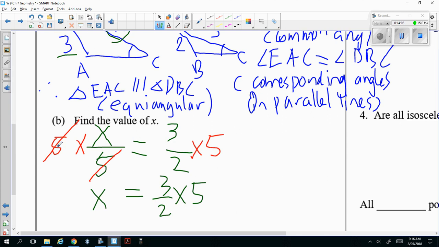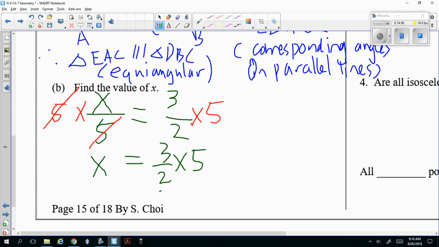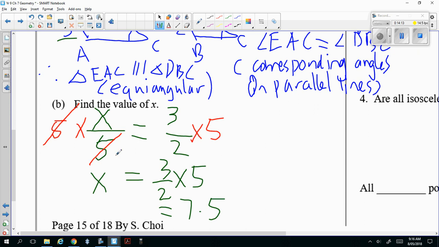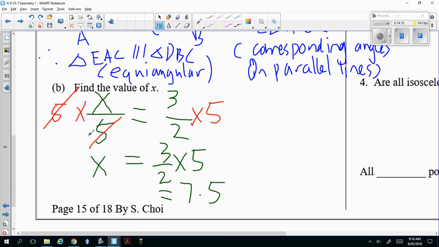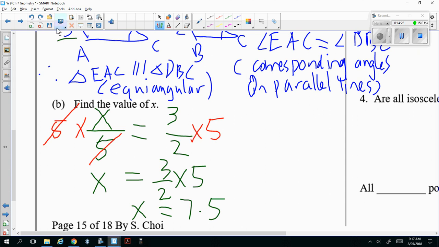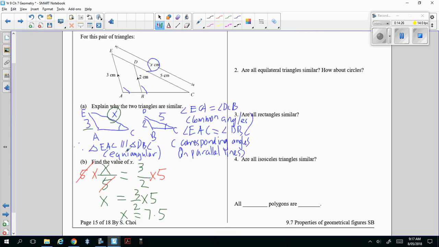So you get, because you want to get rid of the 5 in the denominator. Yeah, you want to get x on its own. No, the 5 is the denominator. So therefore, I want to get rid of it. Why does that work? Because the ratios are equal. The ratio of these 2 sides is equal to the ratio of these 2 sides. They're similar.